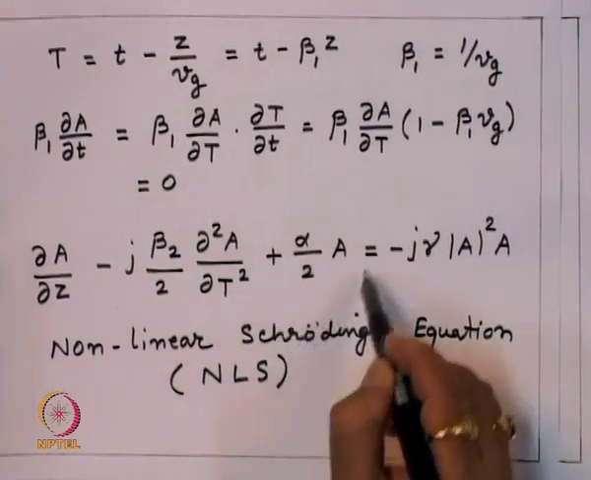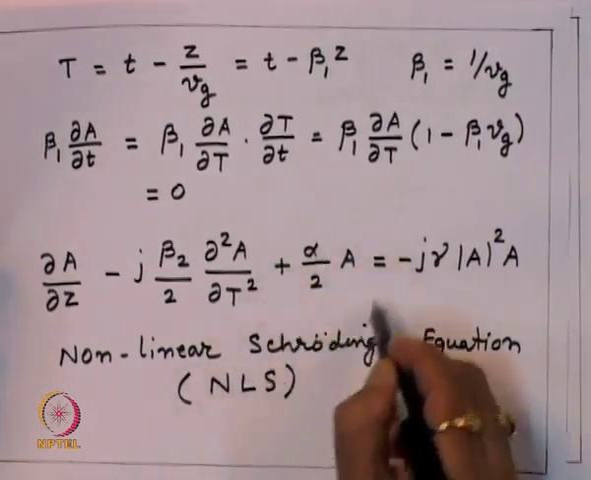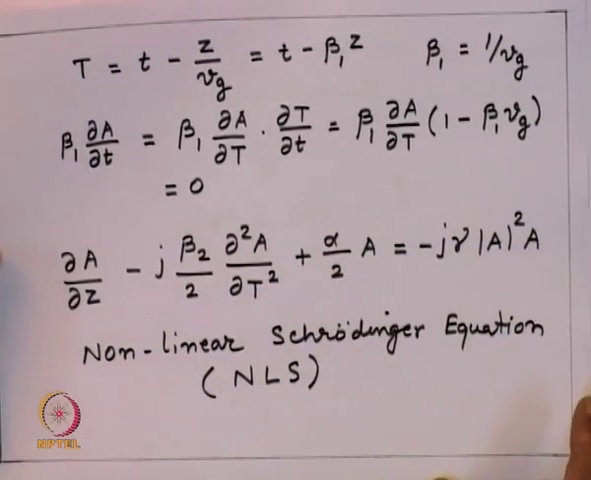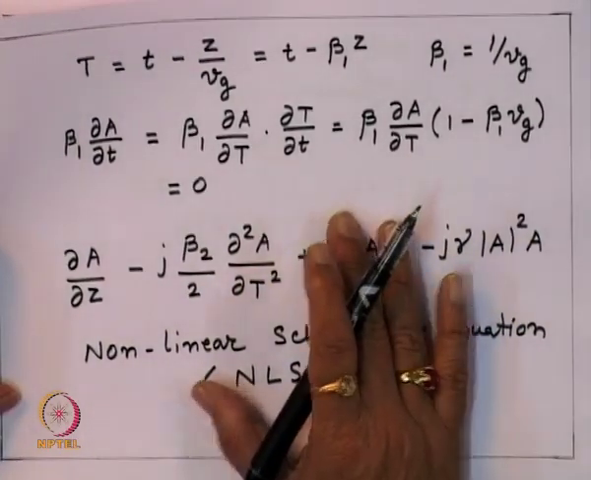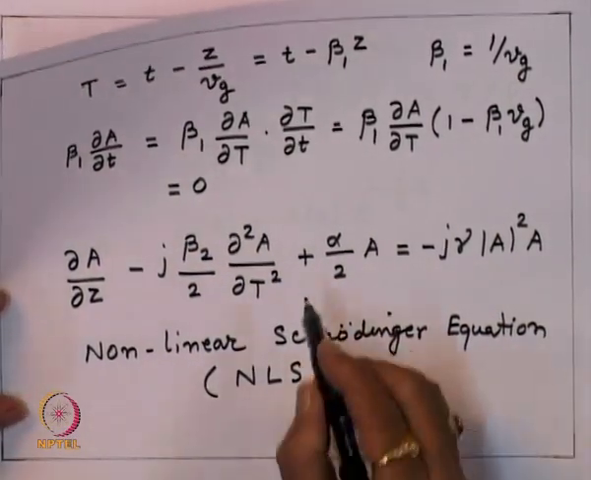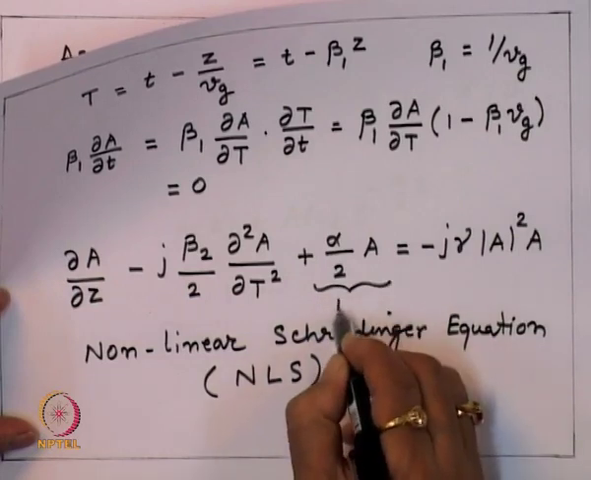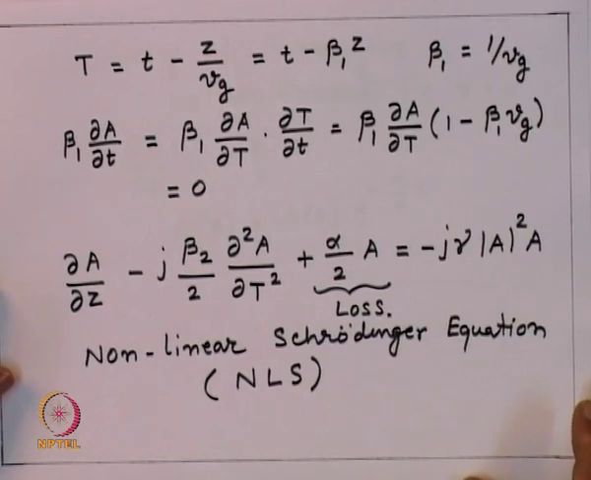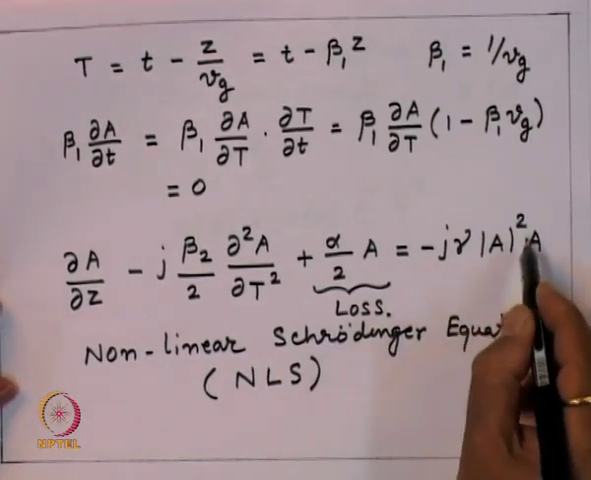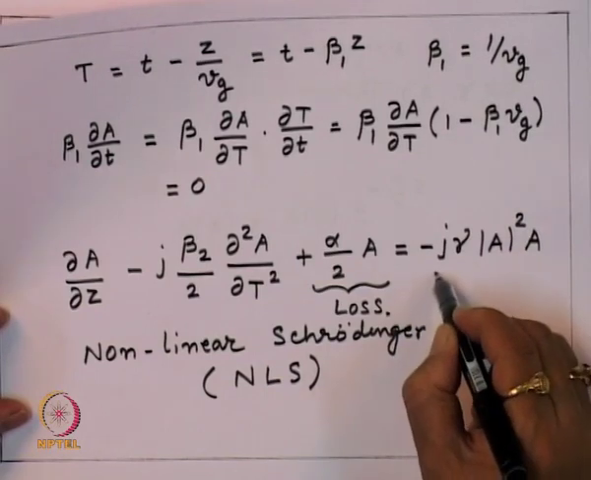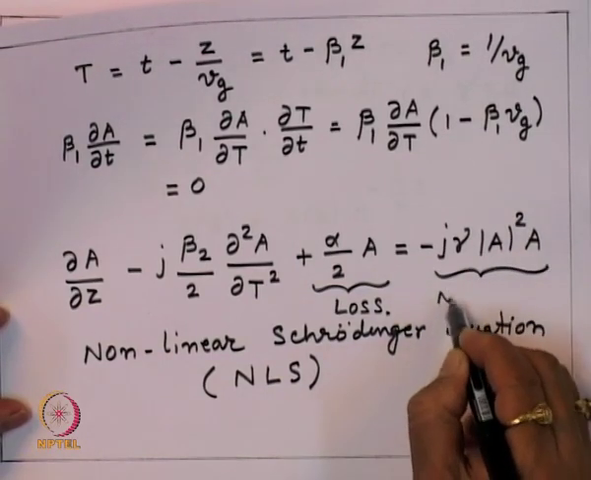So, this term here is representing the loss in the medium, and if other effects are absent, then you have an exponential decay of the signal on the optical fiber. So, this term corresponds to a simple loss term. This term, as we already said, depends upon the nonlinear coefficient, so this one is coming because of nonlinearity.